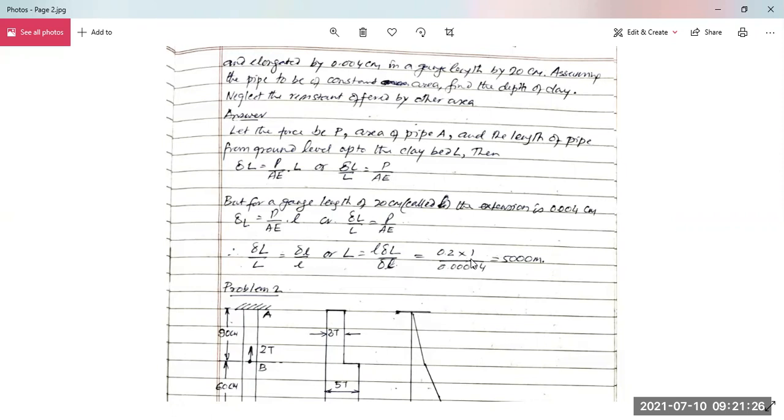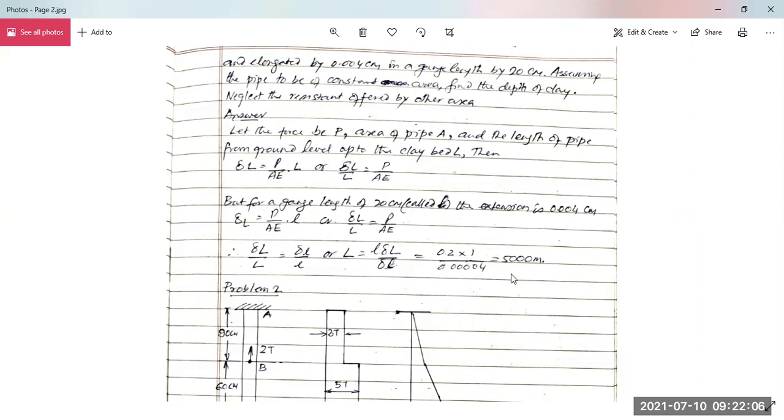So we have to put both of them together. To convert to meters, we write 0.004 in the denominator, and at the numerator is 0.2, the gauge length, with 1 meter of length coming out. Thus the capital L is equal to 5,000 meter, or 5 kilometer, from the top of the earth surface to the hard mud bed.